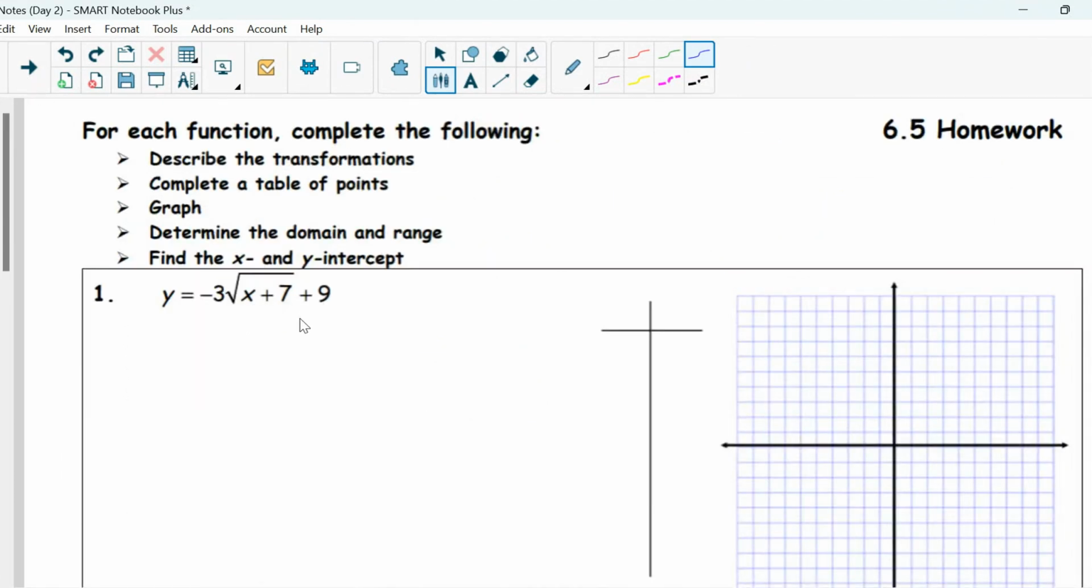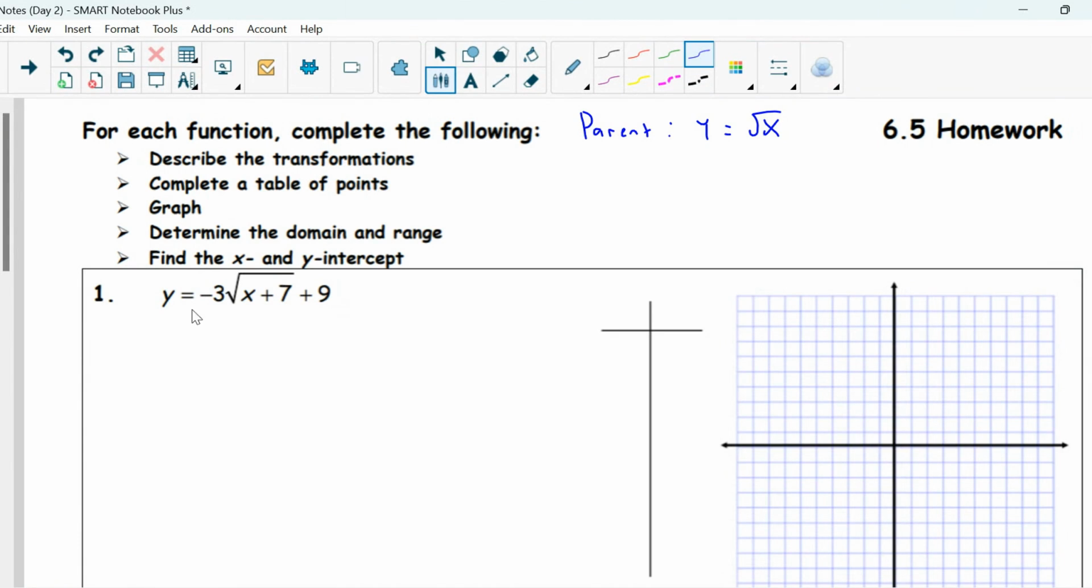All right, page number 2 here. We are going to describe the transformations of these functions, create a table, and graph them. So remember, our parent function is just y equals the square root of x. Write that down. We are describing the transformations that occur from this function. Let's just take the transformations one at a time.